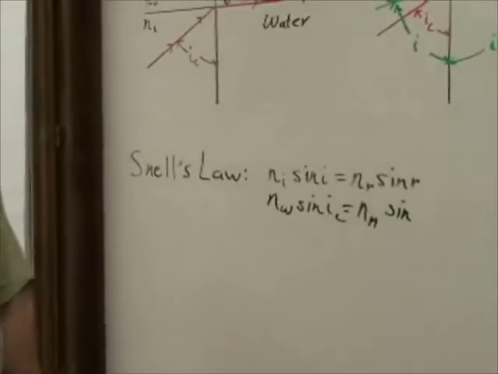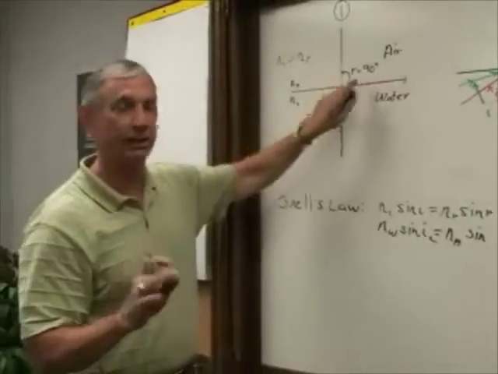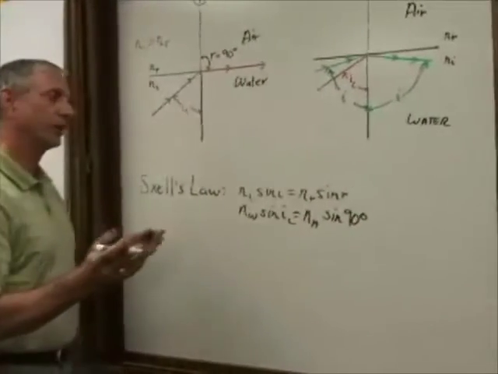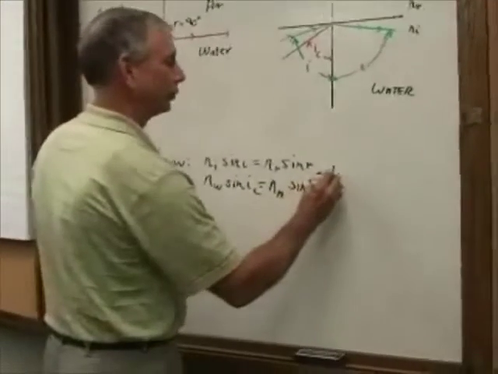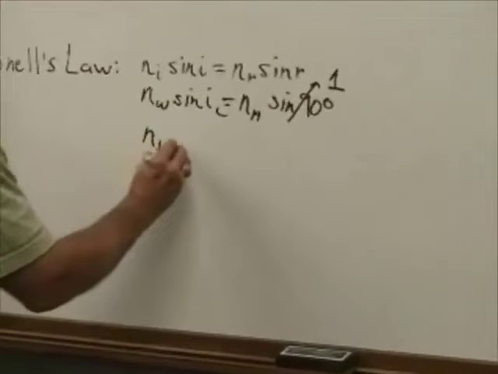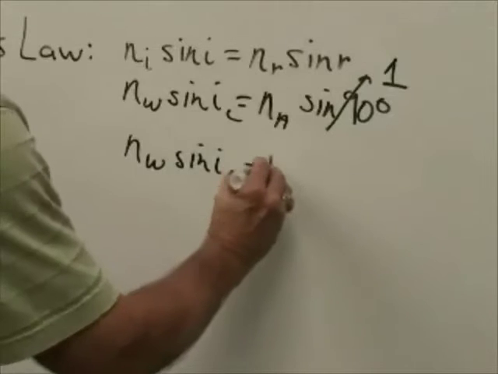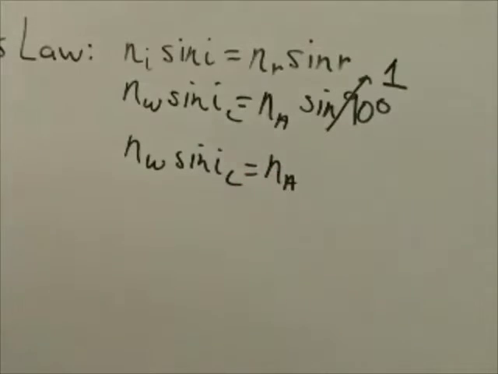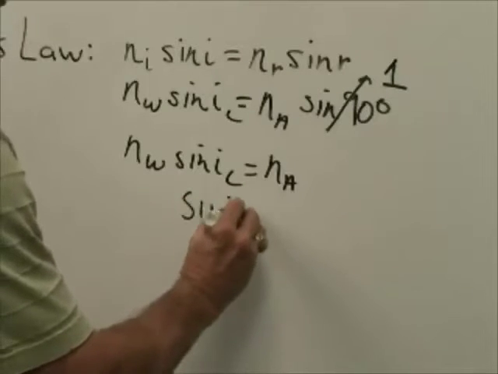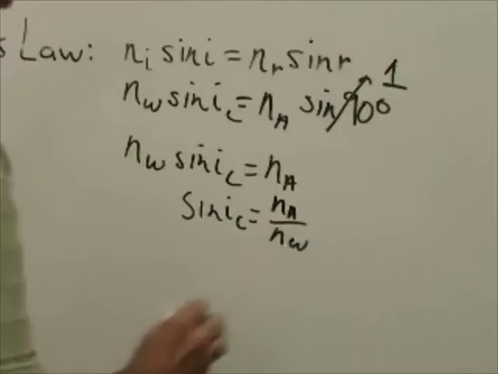Once again, since it's now at the critical angle, I know what the measure of that angle is. It's 90 degrees. So I'm going to put 90 degrees in here. And I know that the sine of 90 degrees is equal to 1. So now I have the equation that the index of refraction of water times the sine of the critical angle is equal to the index of refraction of the air. Simple algebra will say that then the sine of the critical angle is equal to the index of refraction of air divided by the index of refraction of water.